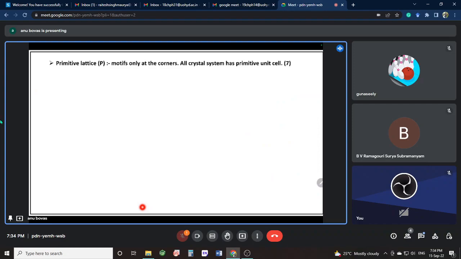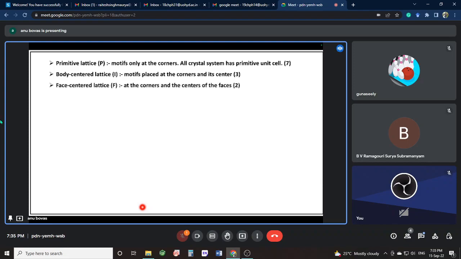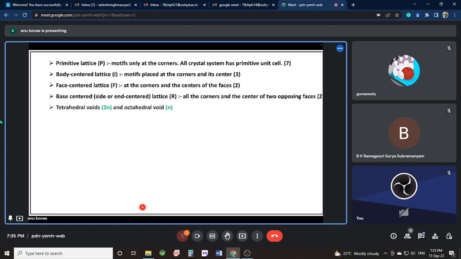Let us freshen up our memory. Primitive lattice means motifs are only present at the corners. All crystal systems have a primitive unit cell. Body-centered lattice means motifs are present at the corners and at its center. Face-centered lattice has motifs at the corners and the center of each face. And base-centered has motifs at all the corners and at the center of two opposing faces.